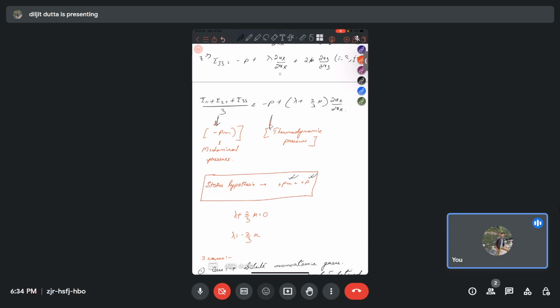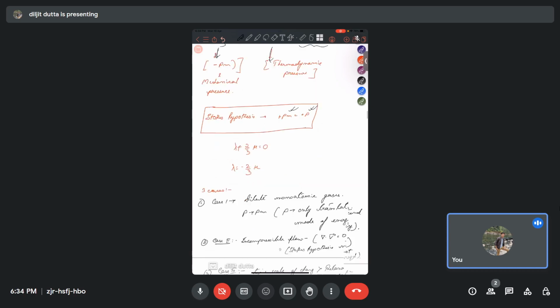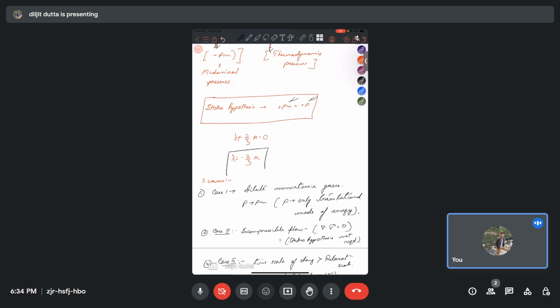So in order to validate this hypothesis, what will be the cause? What will be the effect? The effect will be that the third term must be equal to 0. If this is equal to 0, then since del uk by del xk is not always 0, the other term, lambda plus 2 by 3 mu, is equal to 0. So the value of lambda is equal to minus 2 by 3 mu.